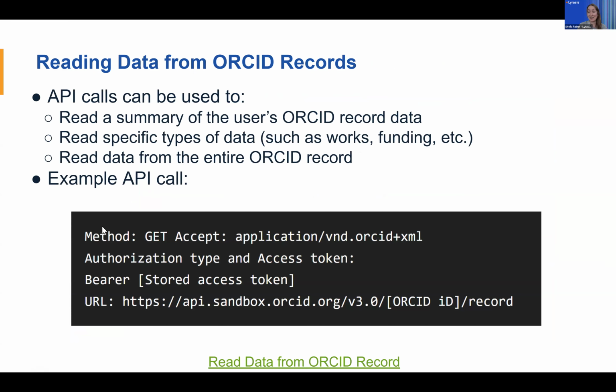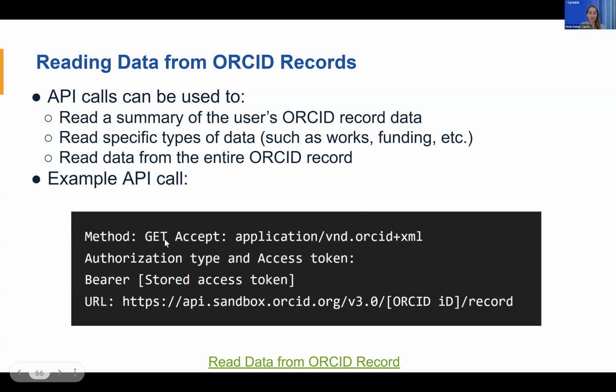Now, if you want to read data from ORCID records, you can do that now that your researchers have gone through this OAuth process and you have their ORCID IDs and access tokens. So there are various API calls. ORCID has a whole tutorial on how to read data from ORCID records. But just to give you an overview, you can read a summary of somebody's ORCID record. You can pull data from specific sections, like the work section or the funding section, or you can just get the entire ORCID record. Here is an example of what an API call would look like if you're using curl and the command line.